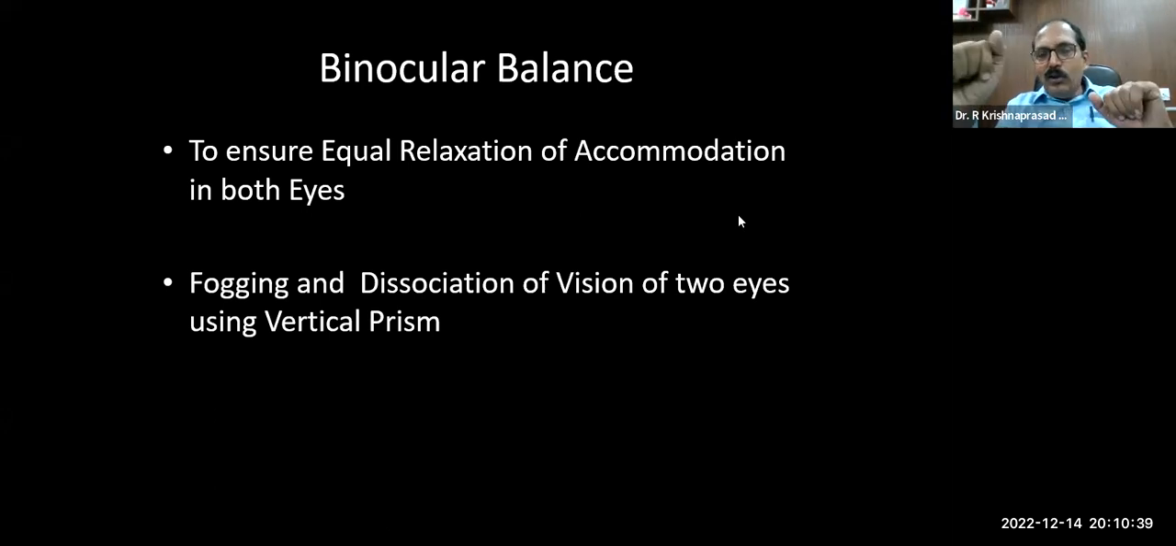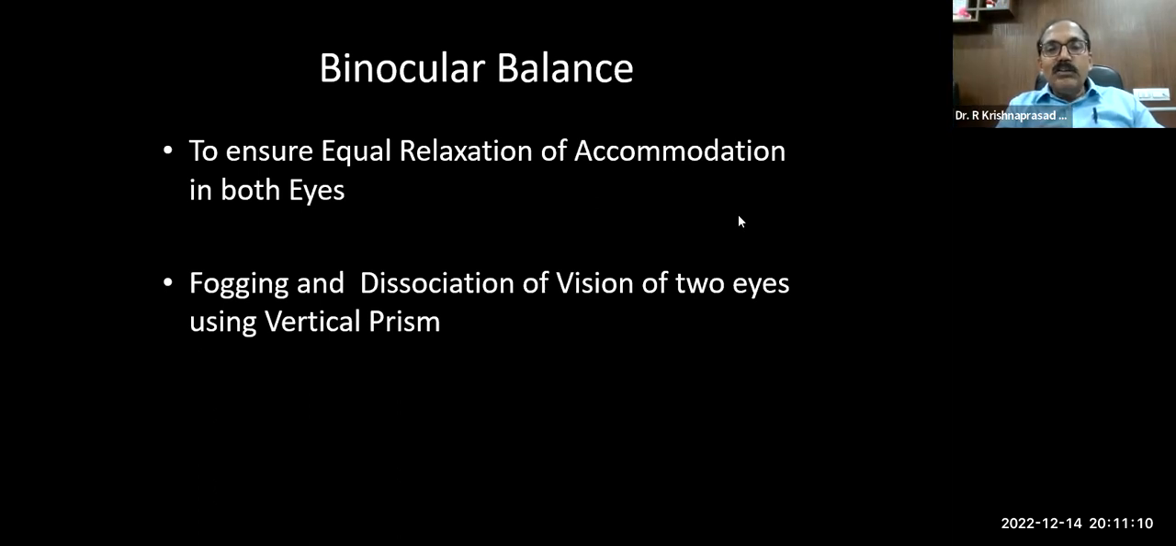Why? Because when he is not accommodating, he sees clearly with the right eye and he sees blurred with the left eye because it's overcorrected. If he accommodates one diopter, he sees clearly with the left eye and sees blurred with the right eye. The vision is not equally clear in both eyes at any point of time because you cannot accommodate asymmetrically. You cannot accommodate only in the left eye and not accommodate in the right eye. It's equal and symmetrical in both eyes.